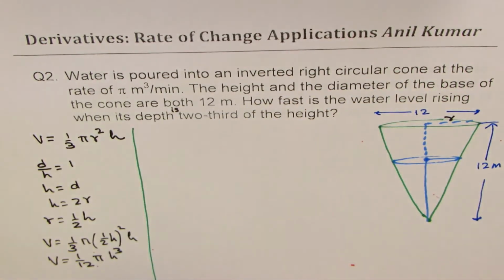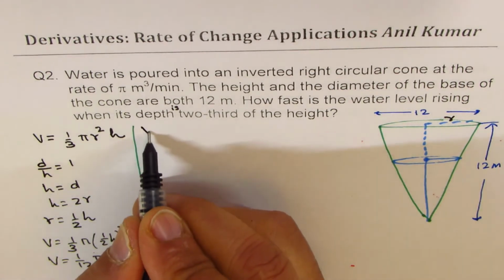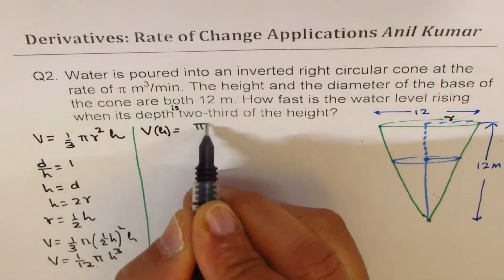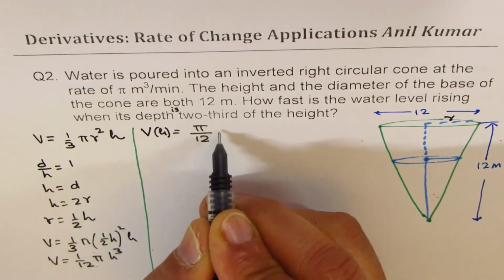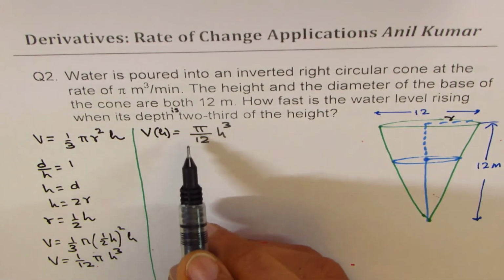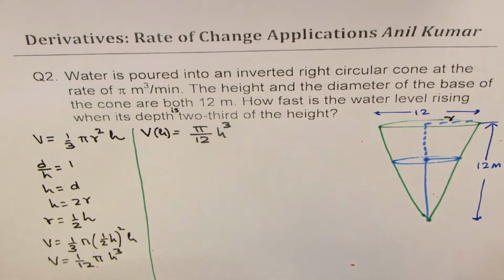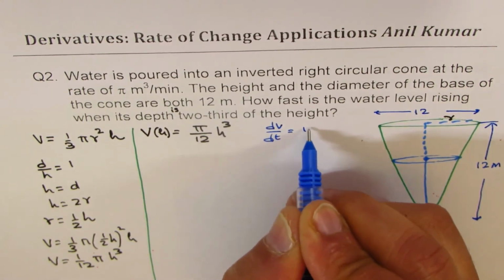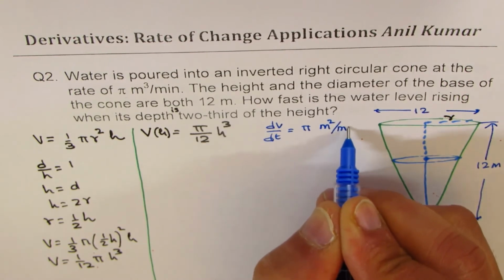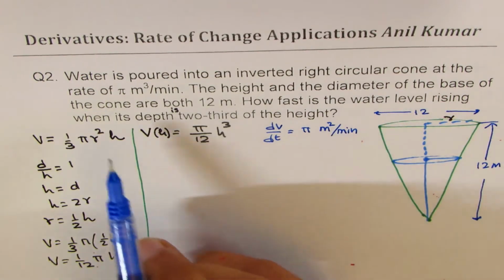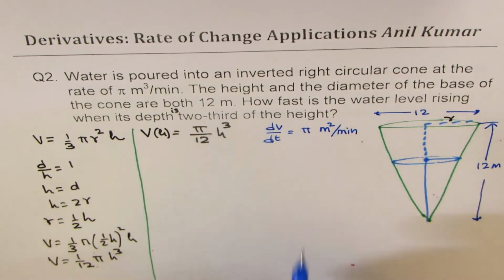So first step should be to derive the formula in one variable, right? So what we have got here is volume as a function of height, and it is pi over 12 h cube. Does it make sense to you? Now we know that dV dt, the rate of change of volume, equals pi meter cube per minute. And we need to find how fast the water level is rising when the depth is 2/3 of height.